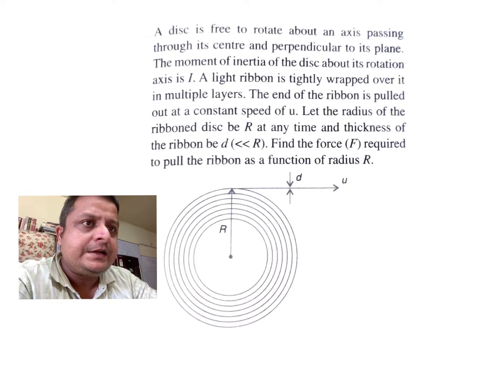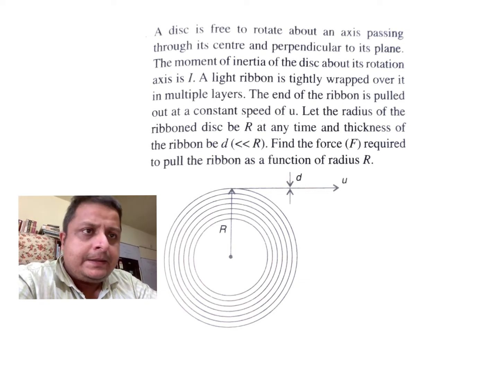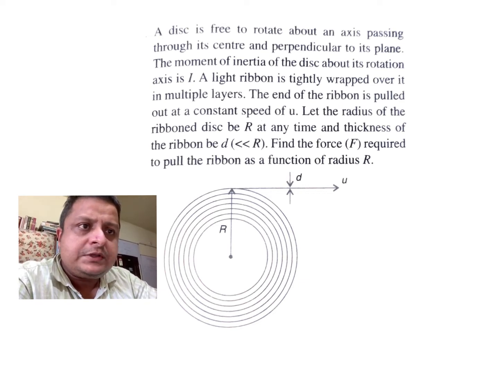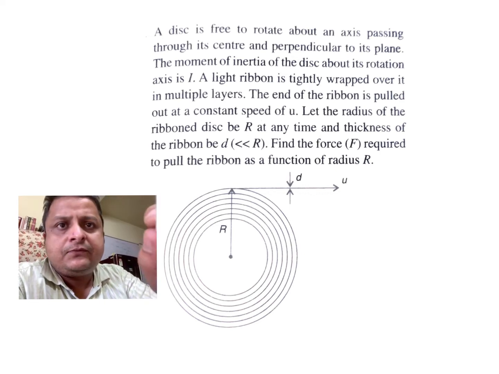A light ribbon is tightly wrapped over it in multiple layers. The end of the ribbon is pulled out at constant speed. Let the radius of the ribbon be r, thickness be d. Find the force required to pull the ribbon as a function of radius r.